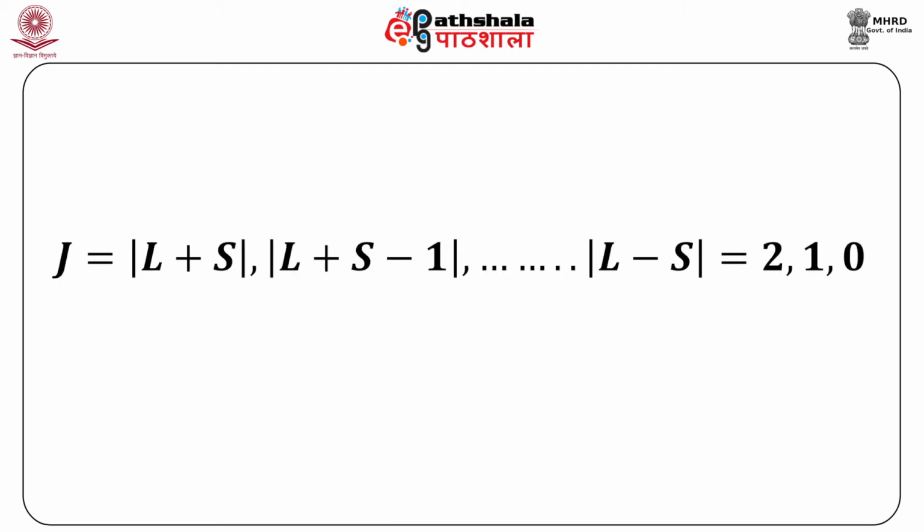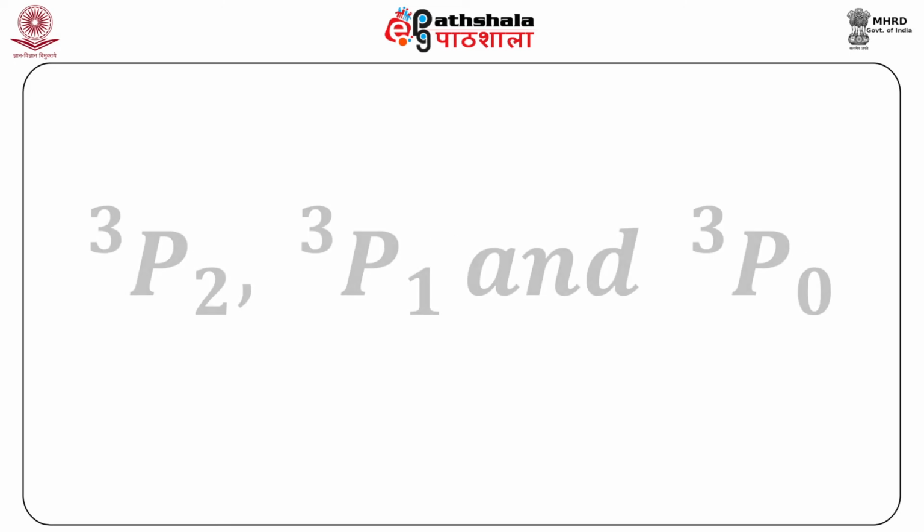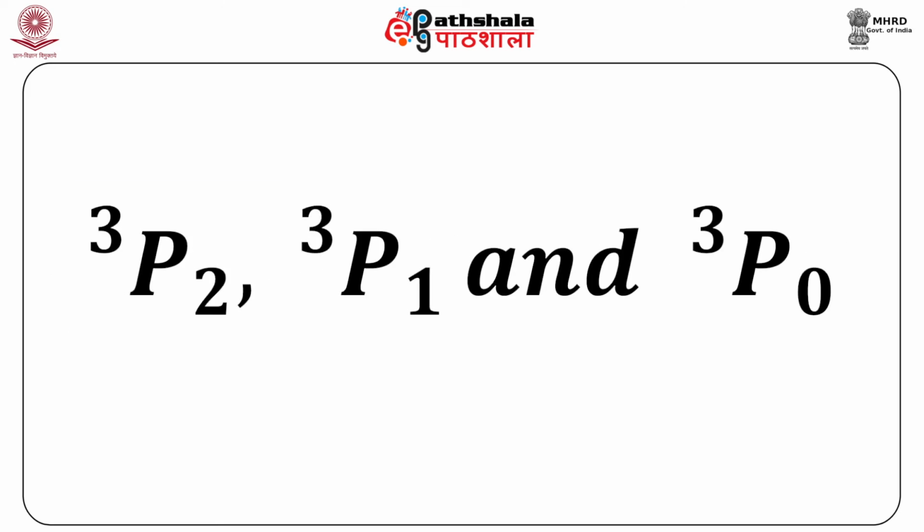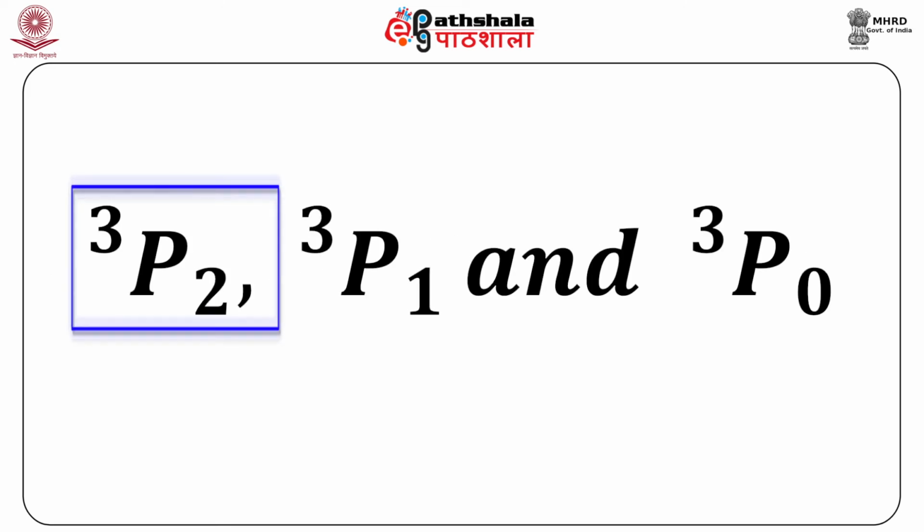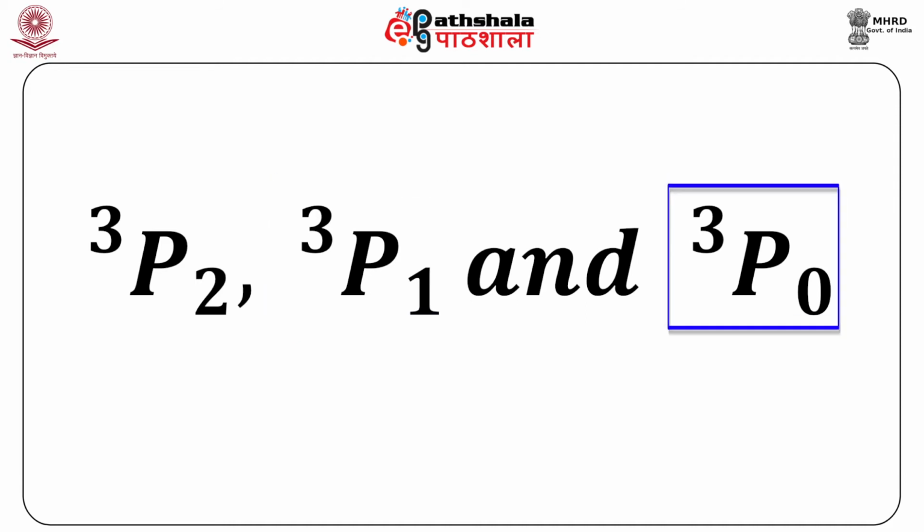Possible J values are again L plus S to L minus S, and in this case you have L plus S is equal to 1 plus 1 is 2, and L minus S is equal to 1 minus 1 is equal to 0. In between you also have 1, because I told you you have to keep on subtracting 1 until you reach L minus S. So, the three values of J are 2, 1 and 0. So, the three complete terms are 3P2, 3P1 and 3P0.